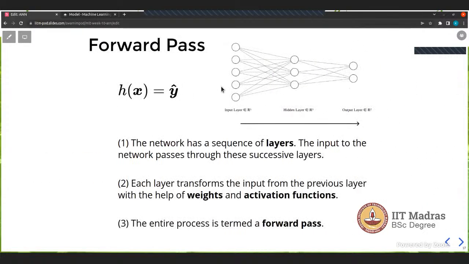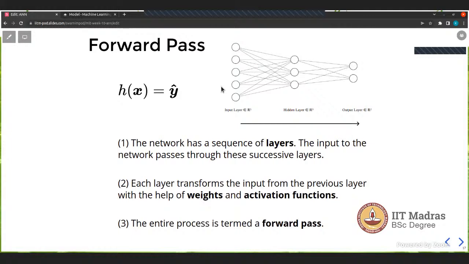So there are three main components if you think about it. One is what is called the network architecture, right? So what are the different layers in your network? How many neurons are there in each layer, and what activation functions are there in a layer? And that is your network architecture, and then you have forward pass and then backward pass.